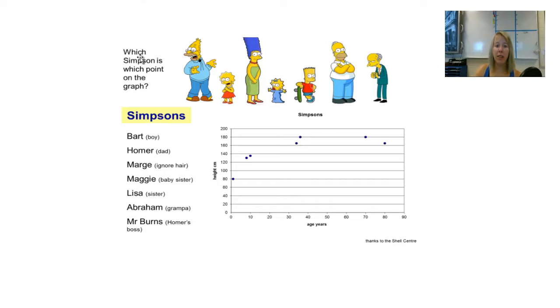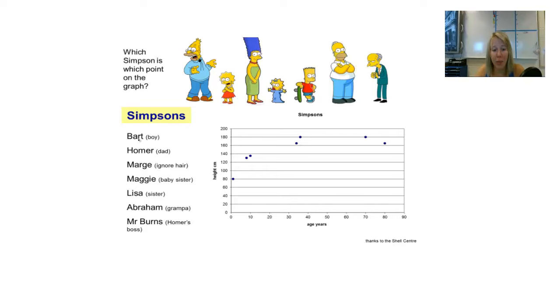So this one says, which Simpson is which point on the graph? So I need you to figure out, here we have this graph and here we have the Simpsons. Who is who? Down at the bottom, so whenever you get a new graph, read the title, read the axes, use it to help you figure out what's going on. I know that this is about the Simpsons. I'm looking at their age in years, so how old they are. Youngest is on the left, oldest is on the right, and then how tall they are in centimeters going up the y-axis.